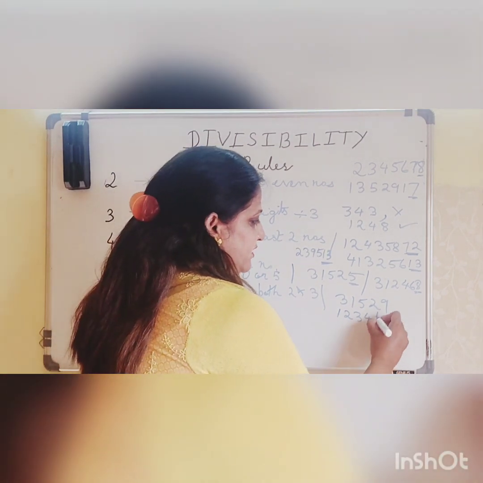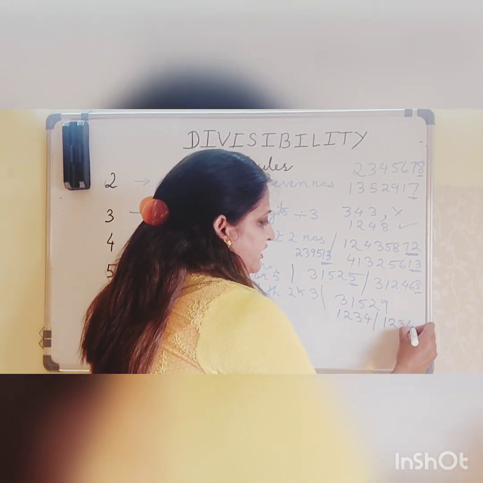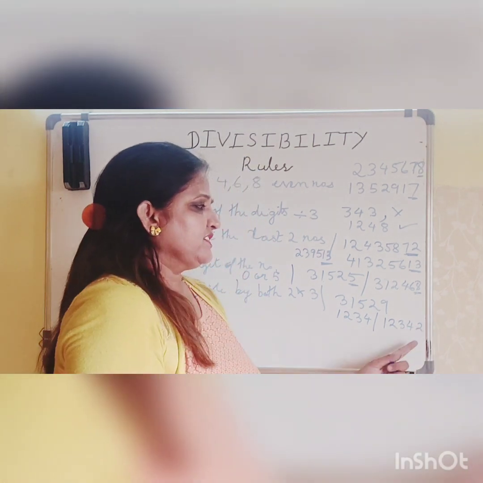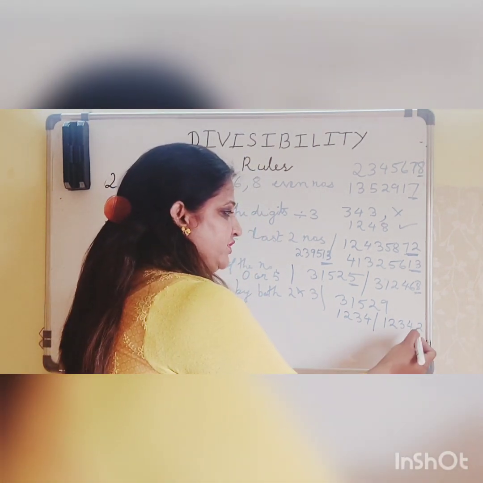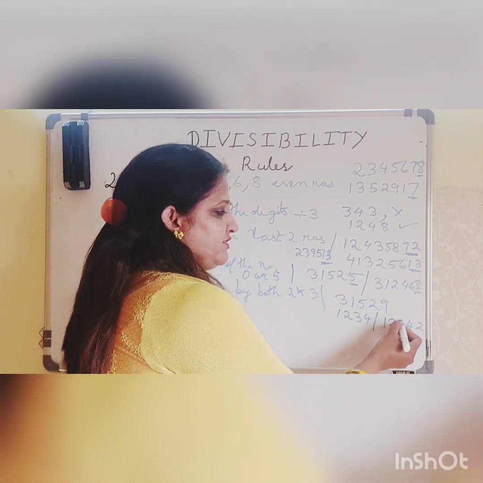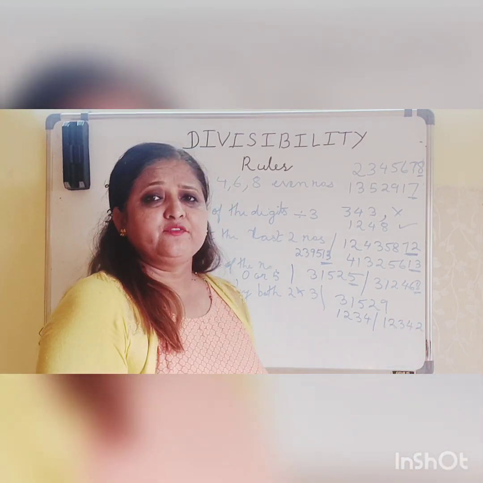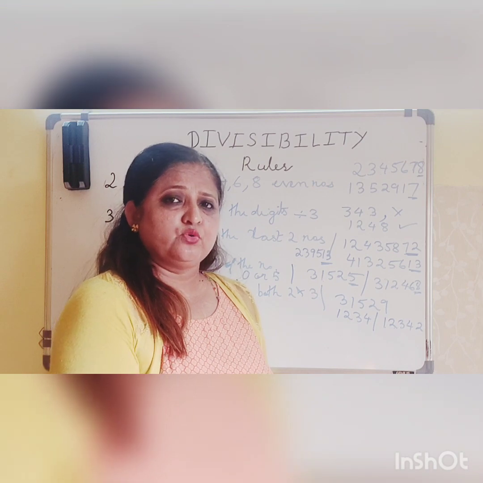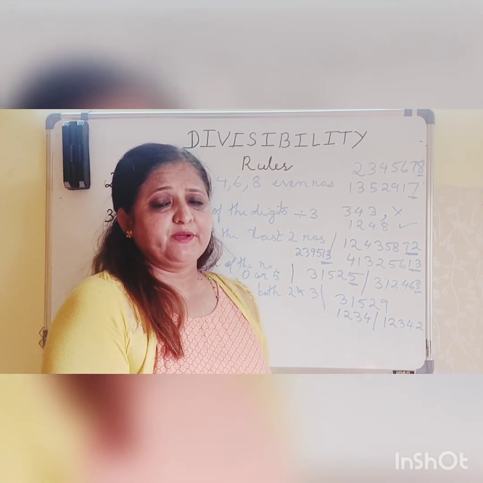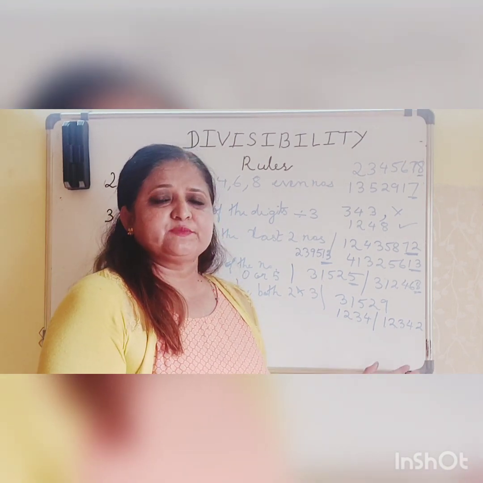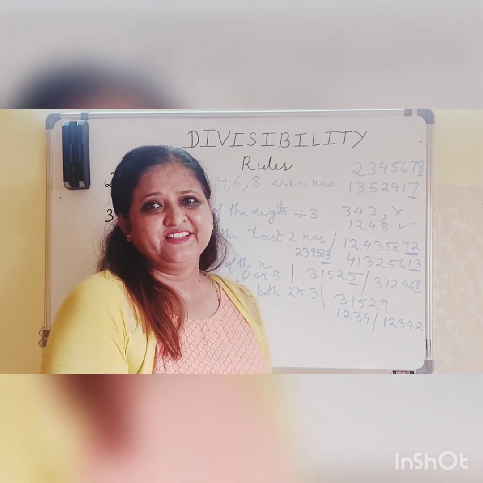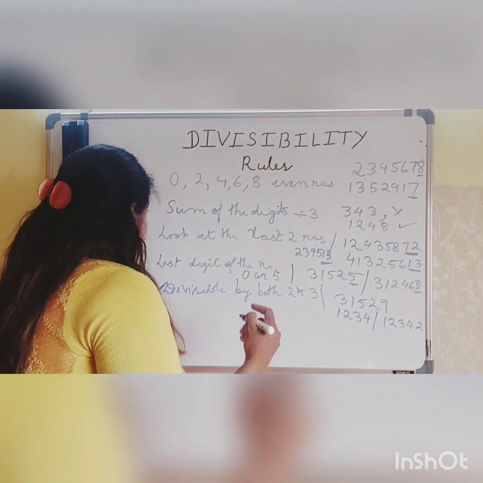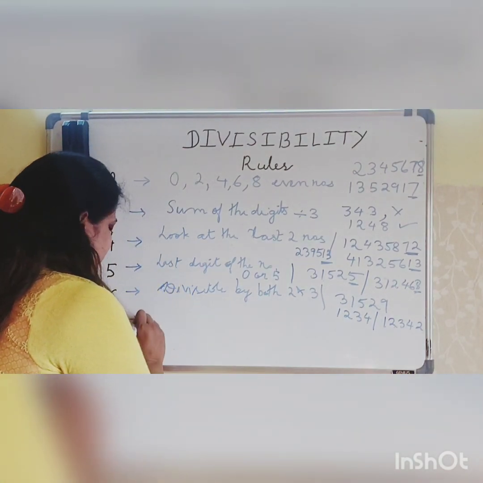But if the number is, say, 12342, then since it's an even number, it's divisible by 2. Also, you add up all the digits, what do you get? 1 plus 2 is 3, 6, 12. 12 is divisible by 3, so the whole number will also be divisible by 3. So since this number is divisible by both 2 and 3, the entire number will be divisible by 6. Pretty simple.